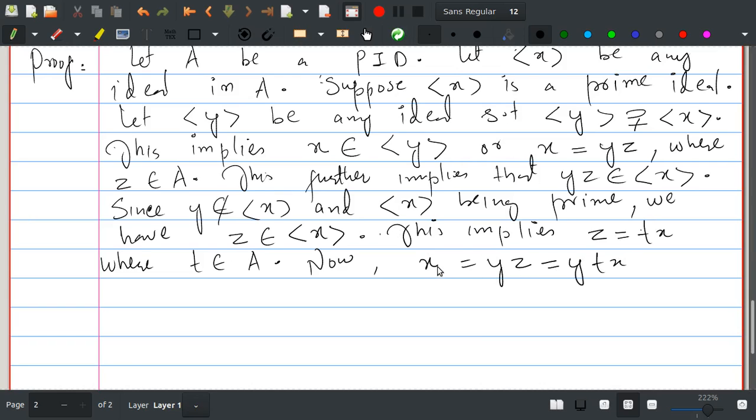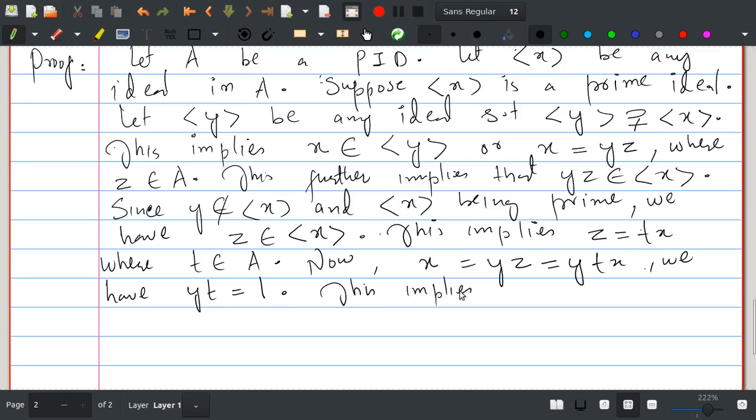So using the cancellation law, we have YT is actually the identity element 1. So that means Y is a unit. So this implies, now Y being a unit, this ideal will be a unital ideal. So this implies the ideal generated by Y is actually the unital ideal 1. So therefore the ideal X is maximal.